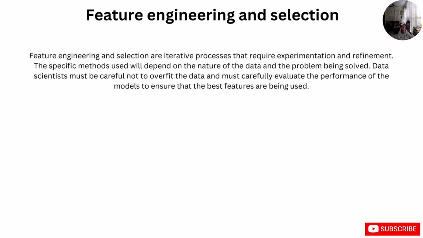Feature engineering and selection are iterative processes that require experimentation and refinement. The specific methods used will depend on the nature of the data and the problem being solved. Data scientists must be careful not to overfit the data and must carefully evaluate the performance of the models to ensure that the best features are being used.